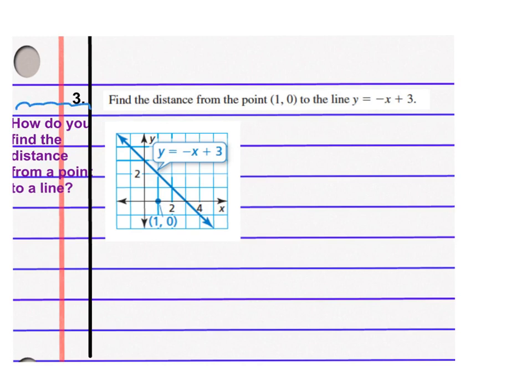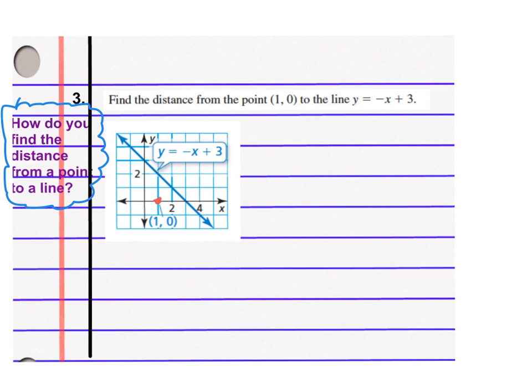This is going to be a question that comes up on the homework and the quizzes. How do you find the distance from a point to a line? I'm going to show you the full process, and then you may want to rewatch this as well. All right, so the distance from a point, so here's my point.